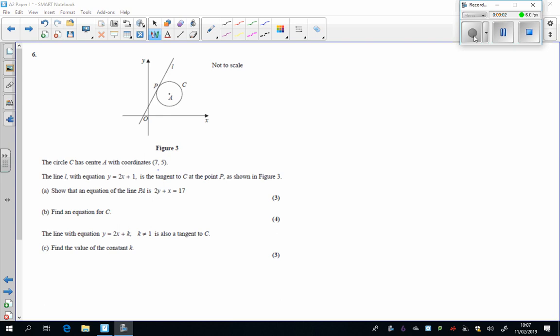Question 6, a nice question going back to first year, lots of circles there, but quite a lot of marks and quite a lot of work to do in each of these bits here. First 3 marks you should all get though.